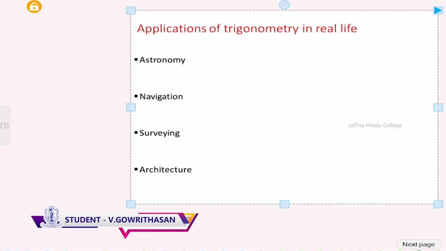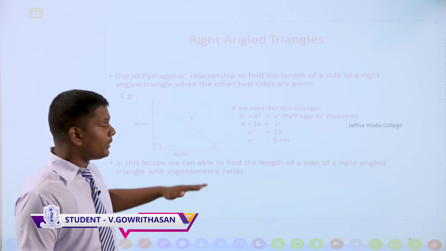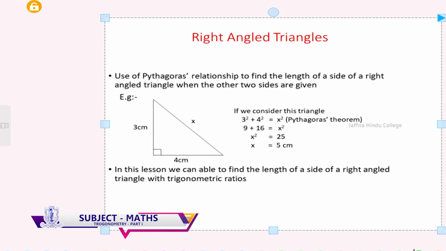Real-time applications of trigonometry. Trigonometry is applicable in many instances, for example astronomy, navigation, surveying and architecture. In grade 11, we use the Pythagoras theorem to find one side of a right angle triangle. So, look at this example.